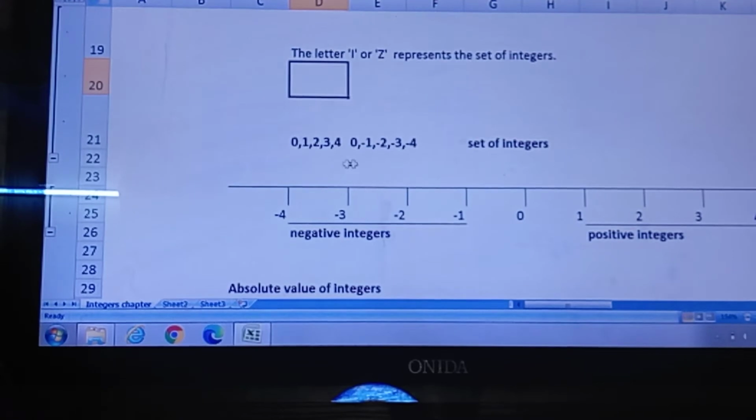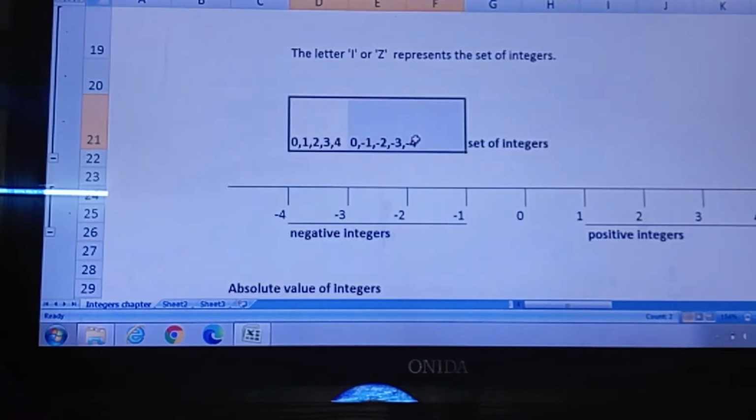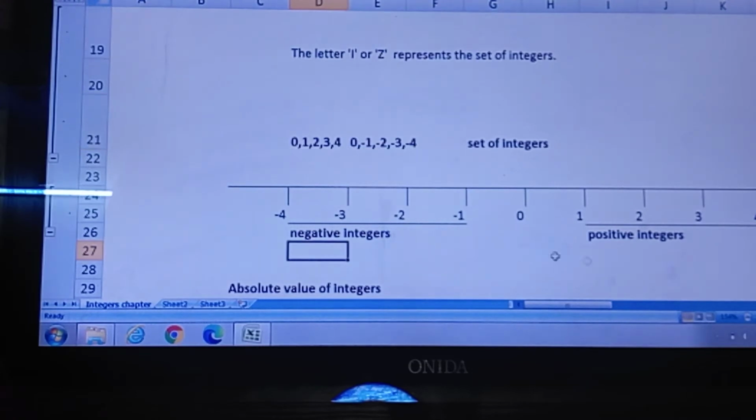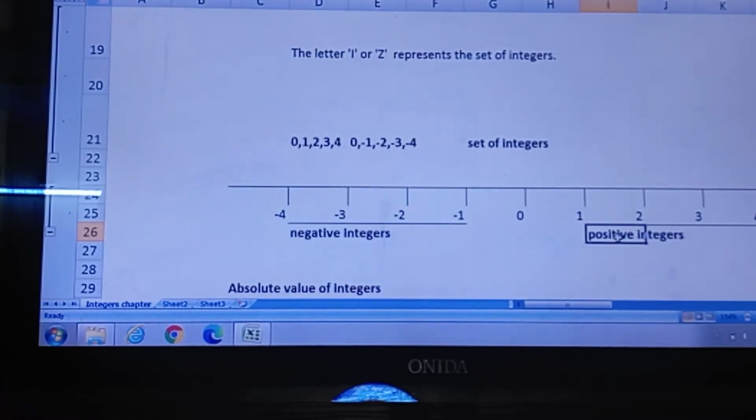So this is the set of integers: 0, 1, 2, 3, 4 and minus 1, minus 2, minus 3, minus 4 are all in the set of integers. Let's try to understand negative integers and positive integers. Anything with minus 1, 2, 3, 4 towards the negative side is a negative integer. Anything above 0 is a positive integer. This is the difference between negative and positive integers.